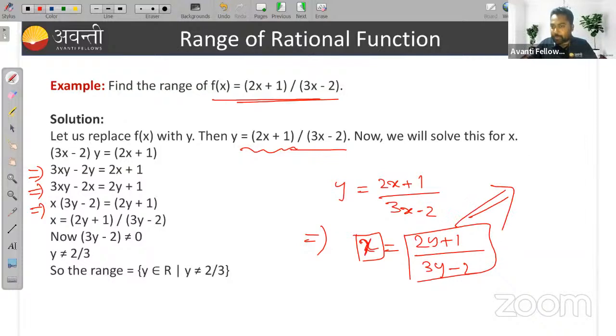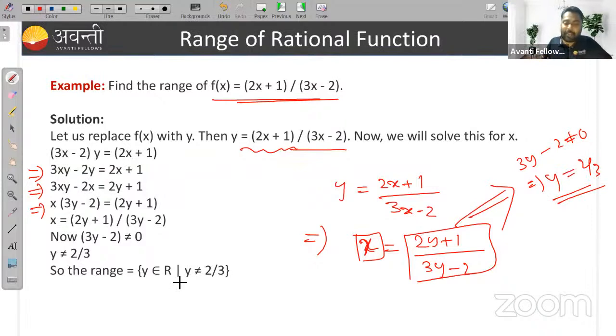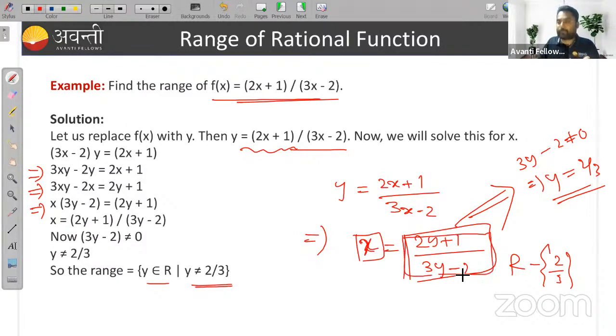when the denominator is equal to 0, that is 3y minus 2 is equal to 0, so y is equal to 2/3. So the range will be y must not be equal to 2/3. That is, the value of y cannot be 2/3. So the range will be R minus 2/3. y belongs to R and y is not equal to 2/3, because we need all the values of y. Clear? Okay.